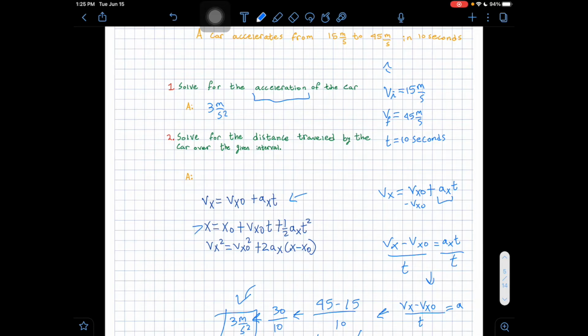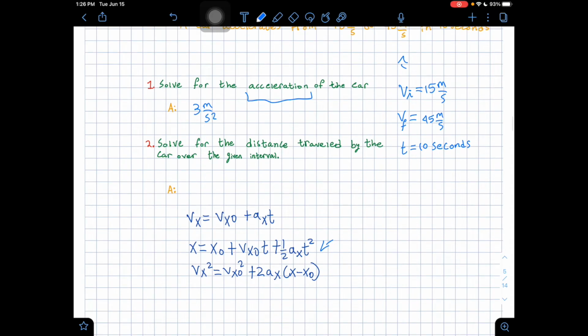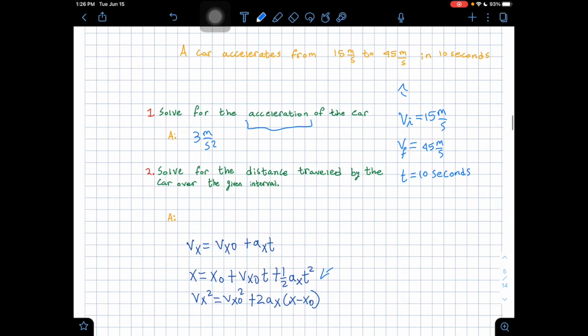Remember, x is going to be displacement, distance, or some type of position. Then we have our initial position, initial velocity, acceleration, and time. We already solved for acceleration, so we have all the variables in this question, so we can effectively use that equation. Now let's use our second equation. If we substitute in our values, we can easily get the answer. Let's just assume it's going to start from 0.